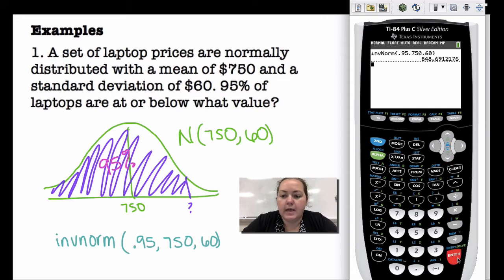All right, so this gives us 848.69. So 95% of laptops are at or below $848.69.